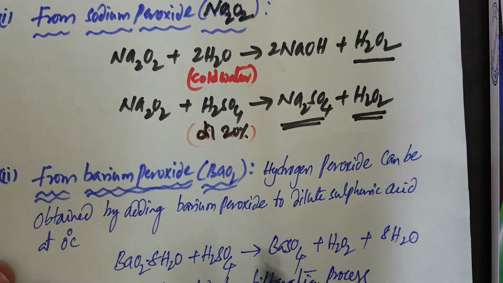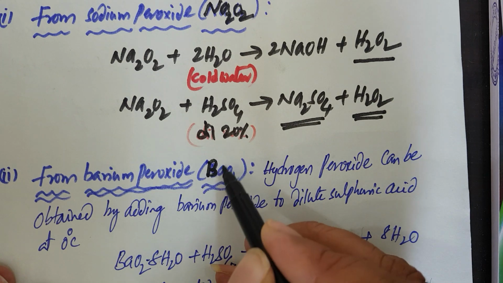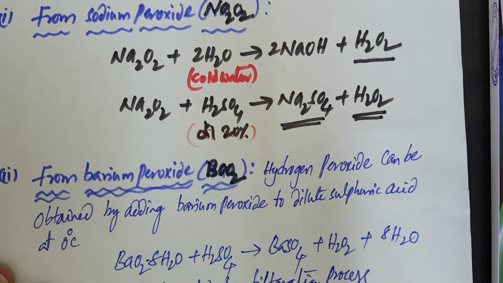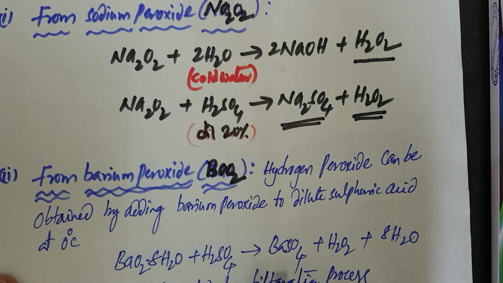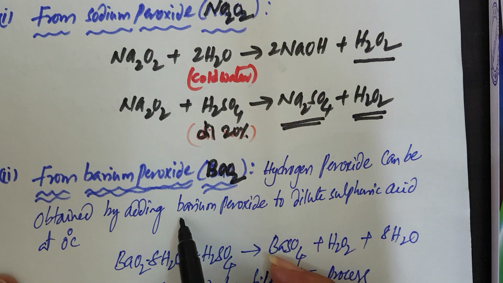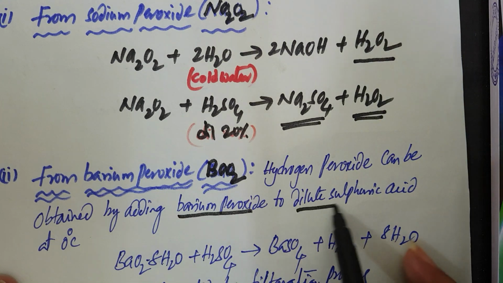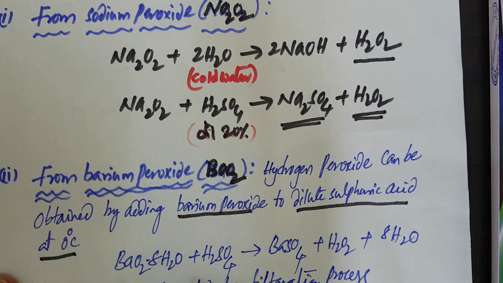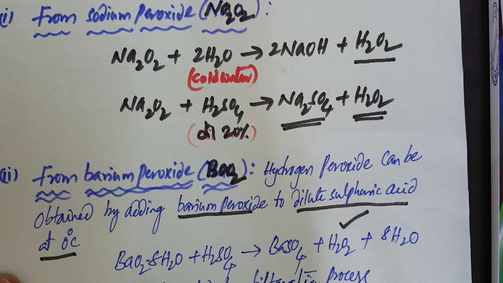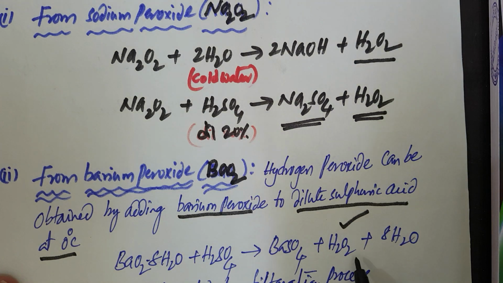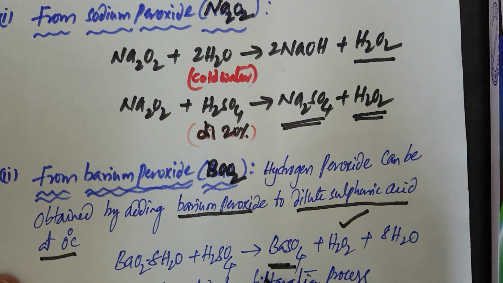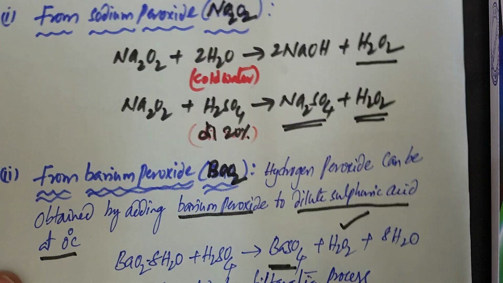Next, second preparation from barium peroxide. Barium peroxide formula is BaO2. Barium peroxide reacts with dilute sulfuric acid at 0 degrees or ice cold temperature, forming what? Hydrogen peroxide. See the reaction. BaO2 8H2O plus H2SO4 gives rise to BaSO4 plus H2O2 plus 8H2O. Whatever BaSO4 is formed can be separated by filtration process.